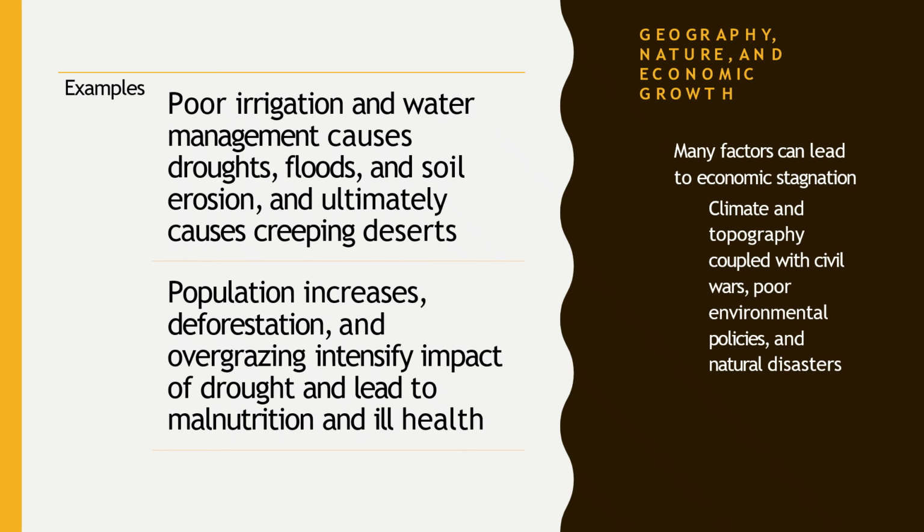Poor irrigation and water management, for example, can lead to droughts, floods, and soil erosion, ultimately creating what we call creeping deserts, areas of once fertile land turning into barren regions. Similarly, population pressure, deforestation, and overgrazing worsen the effect of drought, leading to malnutrition and ill health.